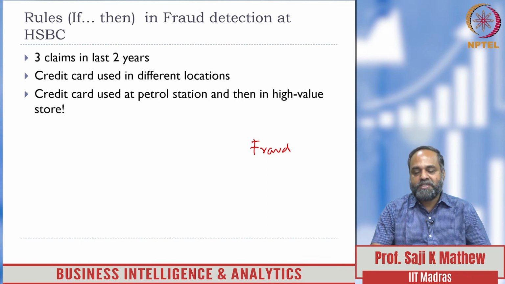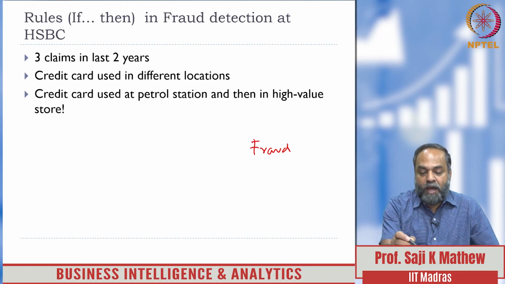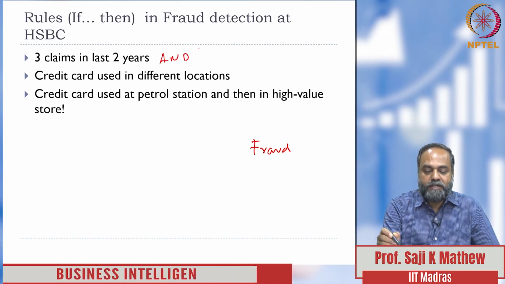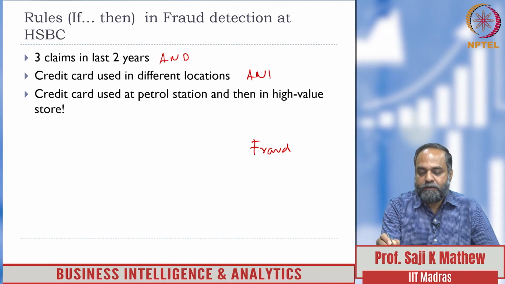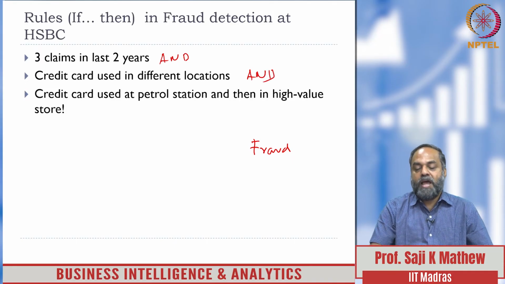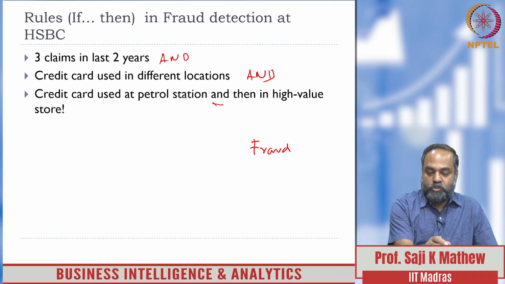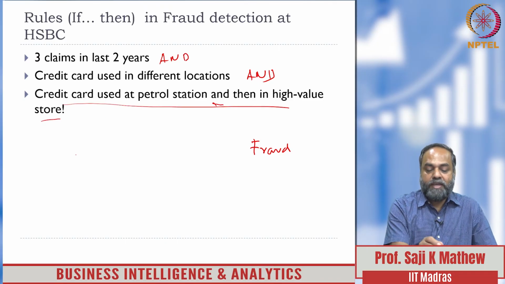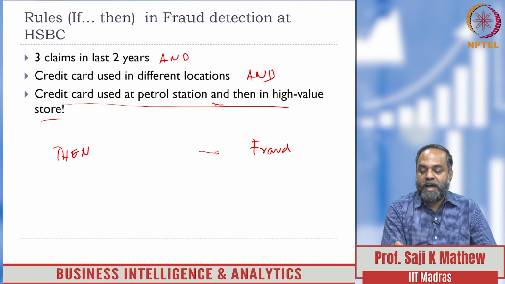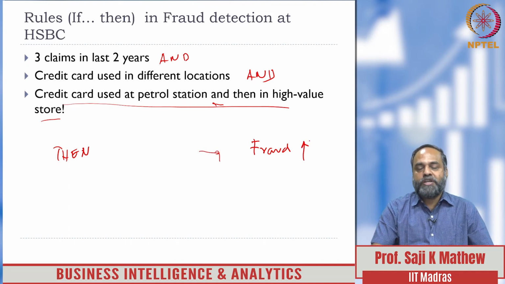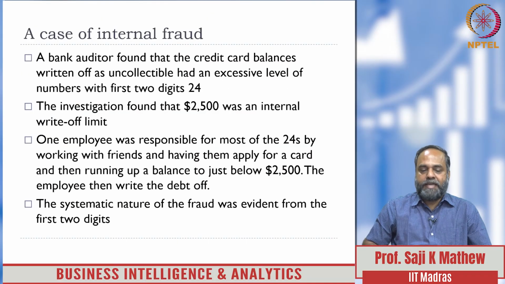Of course, this is a case of an imbalanced data set and all that, but they identified a few rules: 3 claims in last 2 years, credit card used in different locations, and credit card used at a petrol station and then in a high value store. These are conditions that go together. Then the probability of fraud is high, and of course it leads to a more highly likely fraudulent transaction. That is a set of rules they identified from the data set.